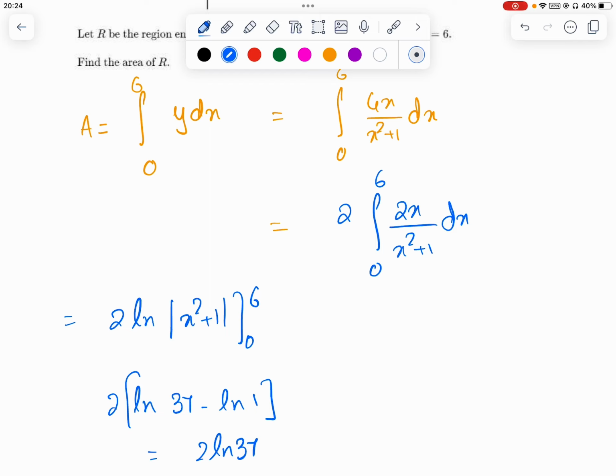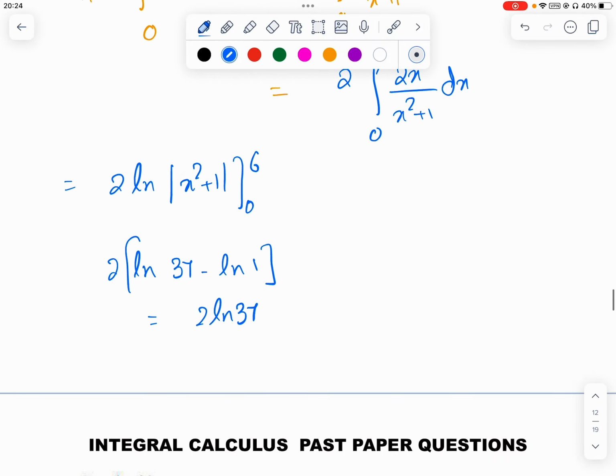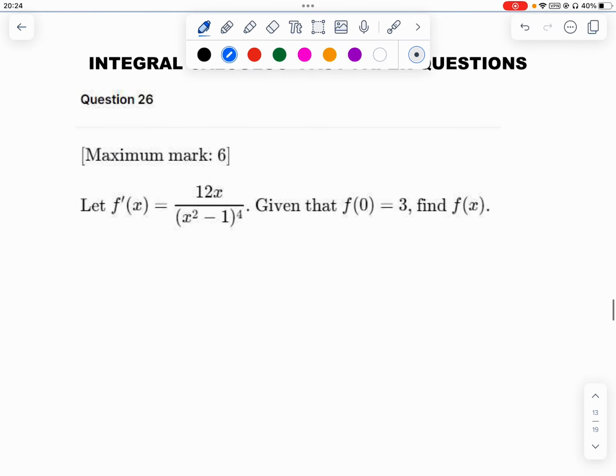Then going to the next question. That one was question number 25. Now coming to question number 26. f prime x is given and f of 0 equals 3. Find f of x. Question number 26.